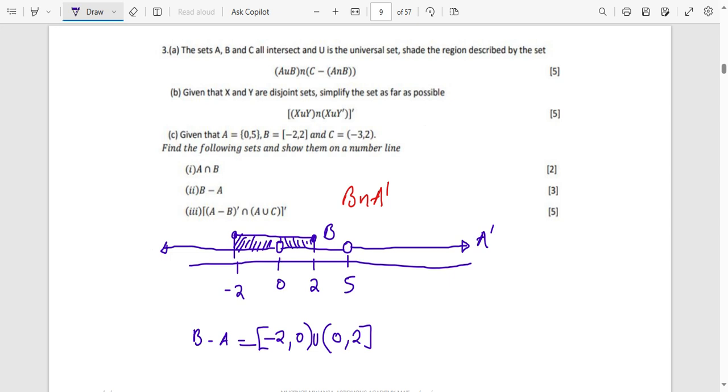Is this fine? Okay, union just means that we are combining, because we have got two parts where they're intersecting.